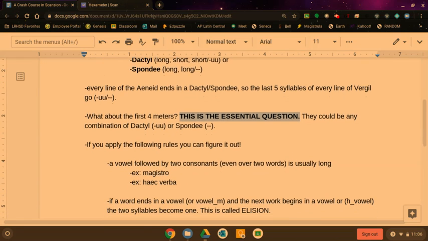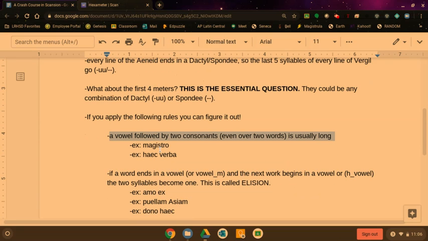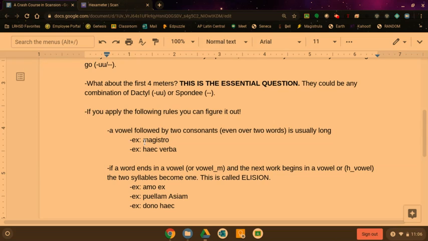I've gone over some of the rules here. If you apply the following rules, you can figure it out. A vowel followed by 2 consonants, even over 2 words, is usually long. In this example, this word here, magistro, you should be able to tell that that word consists of 3 syllables. Luckily, it's pretty easy to pronounce Latin. Everything is pronounced.